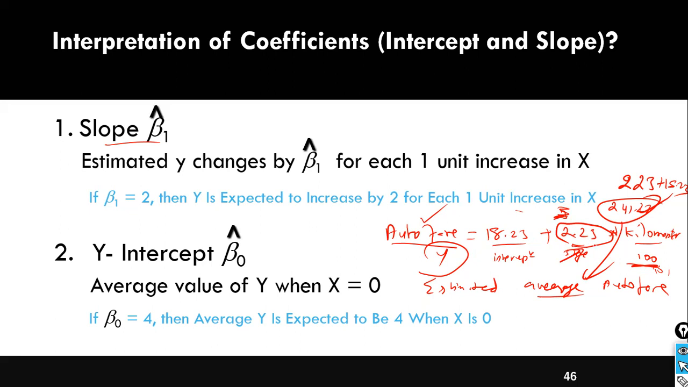101 into 2.23, or can I say 241.23, as we already have, and simply add 2.23? Does it make sense? So in simple terms, the slope estimates the average change in the response variable, or the output variable Y, for each one unit increase. That is what it tells us.